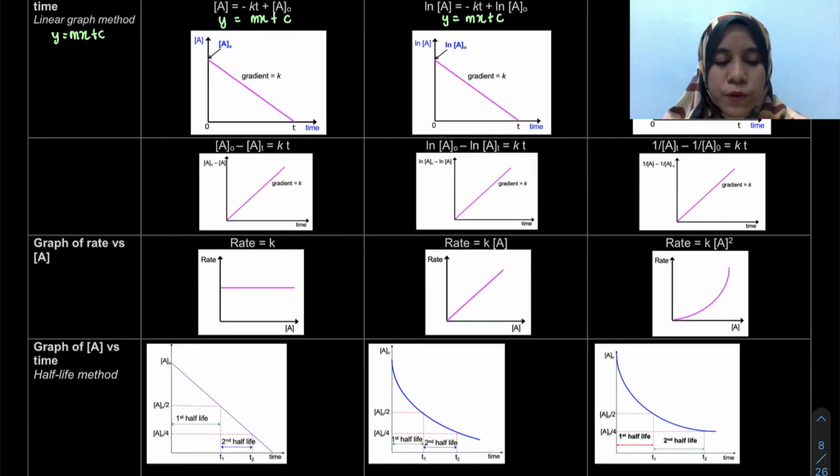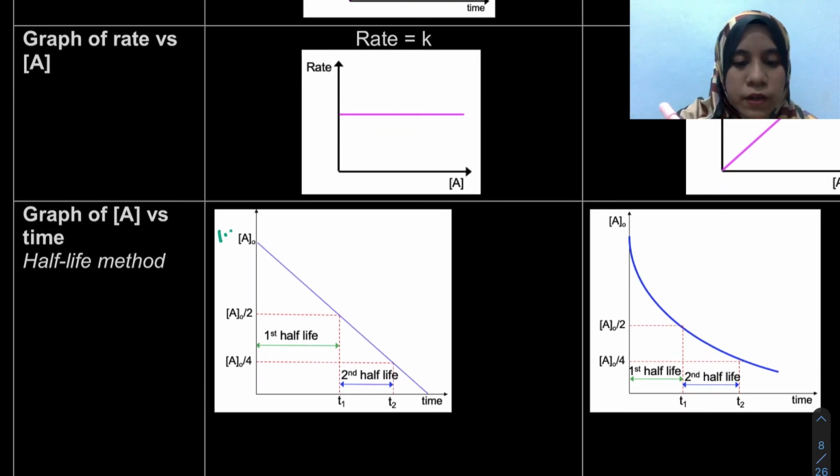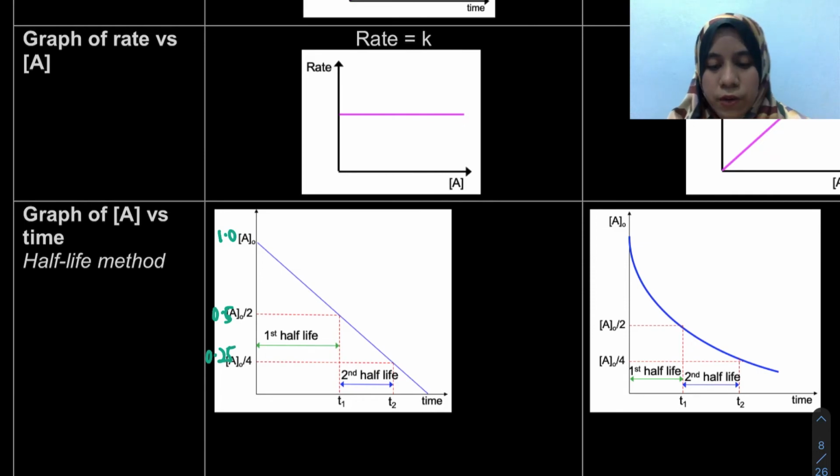Last but not least, actually we can determine the order of reaction by using the half-life method. What we're going to do is, for a given concentration when t is equal to 0, it gives you a concentration of 1. So the first half-life gives 0.5, the second half-life 0.25. That is how you do the first half-life and second half-life.